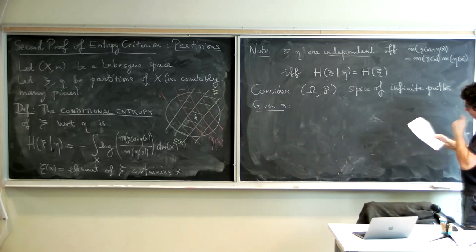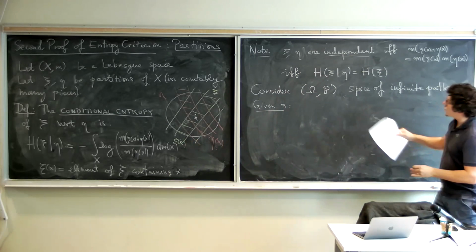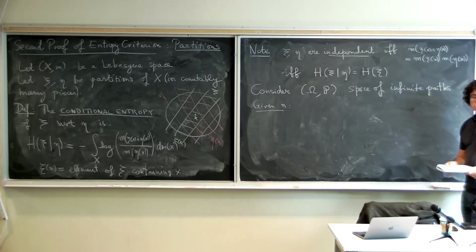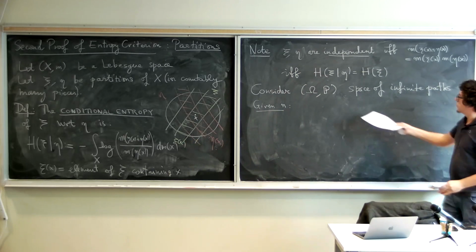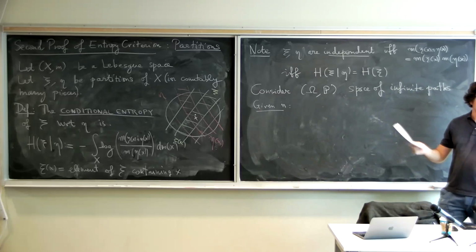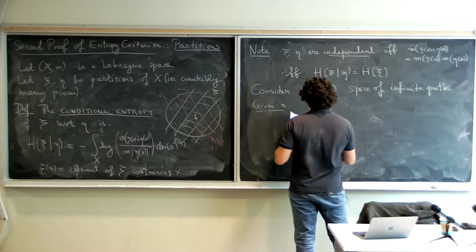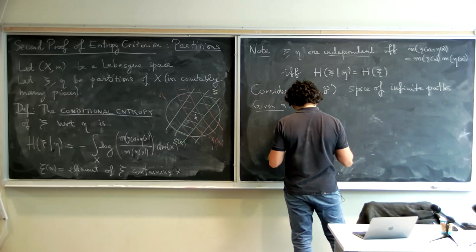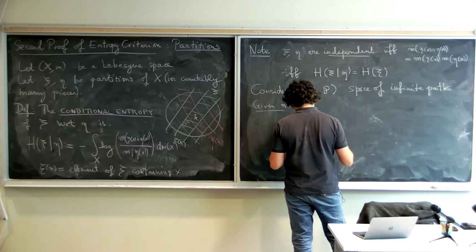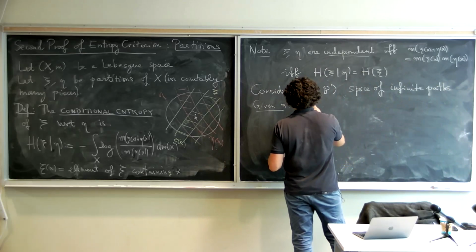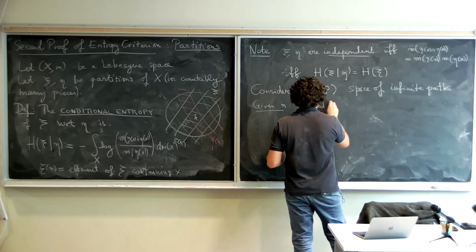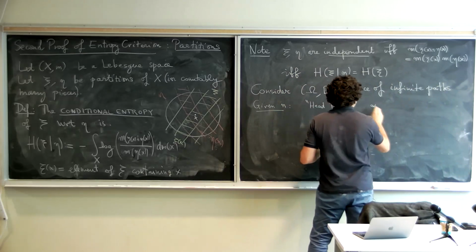So now we have these partitions and the space of infinite paths, and we have to construct partitions. Given n, we have two partitions. We have the head partition, call it alpha_n.